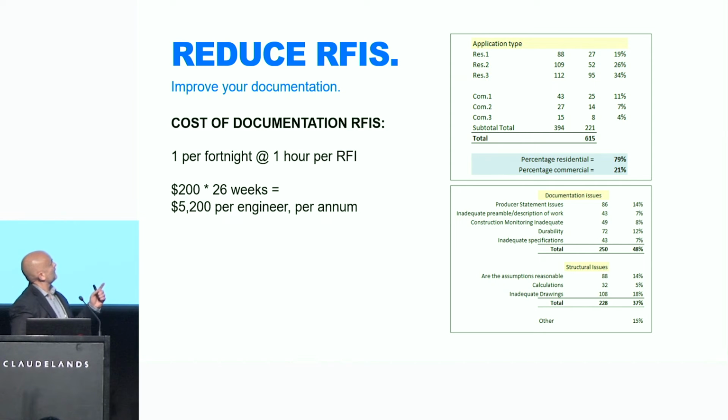Now the documentation issues, as you can see here: producer statement issues, inadequate description of work, your construction monitoring, what you are going to be monitoring and who's going to be doing it, was inadequate. Durability to a certain extent. And then are your assumptions reasonable, calculations, and issues with the drawings. So these aren't big things on the whole. It's just things that we should have been doing better.